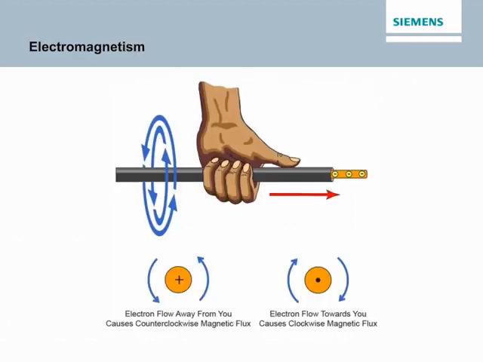An electromagnetic field is a magnetic field generated by current flow in a conductor. Every electric current generates a magnetic field, and a relationship exists between the direction of current flow and the direction of the magnetic field. The left-hand rule for conductors demonstrates this relationship. If a current-carrying conductor is grasped with the left hand, with the thumb pointing in the direction of electron flow, the fingers point in the direction of the magnetic lines of flux.